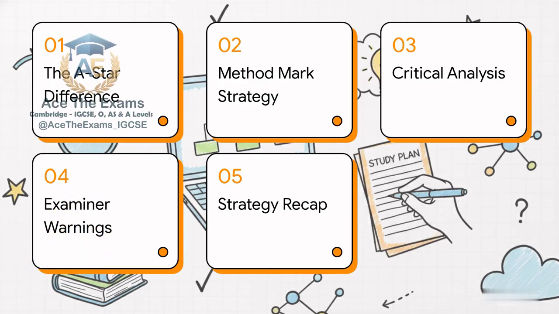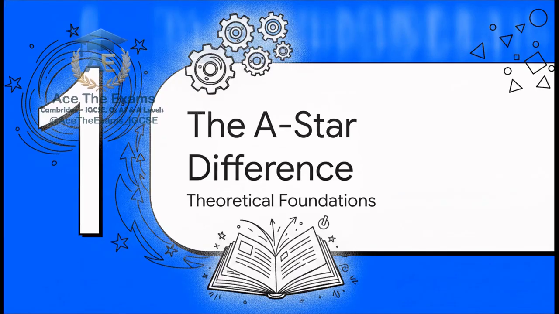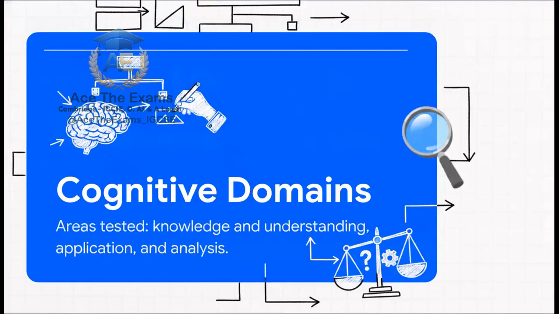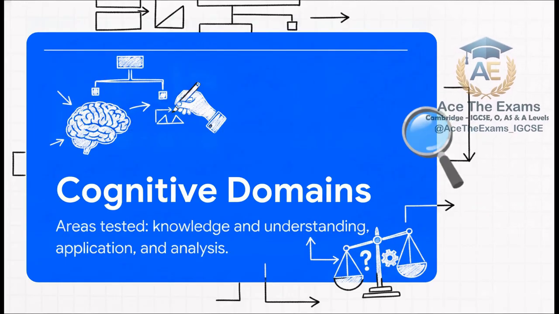Let's get into it. Starting off with Section 1, the A-star difference, and the theoretical foundations behind it. So, to really crush this exam, we have to understand its theoretical architecture. The assessment objectives for Topic 5.1, they don't just test if you memorized a textbook. Not at all. They actually target three distinct cognitive domains: your knowledge and understanding, your application, and your analytical skills.